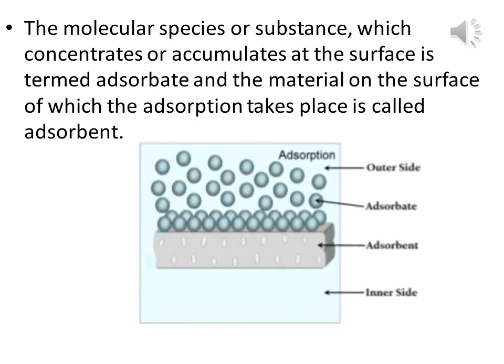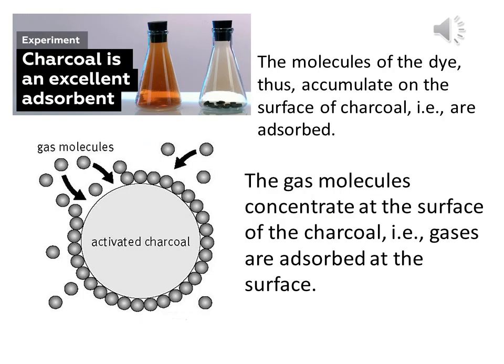The surface on which the species of a substance accumulate is termed as adsorbent, and the particles which accumulate on the surface are known as adsorbate. In a solution of an organic dye, when animal charcoal is added and the solution is well shaken, it is observed that the filtrate turns colorless. This happens because the molecules of the dye accumulate on the surface of the charcoal.